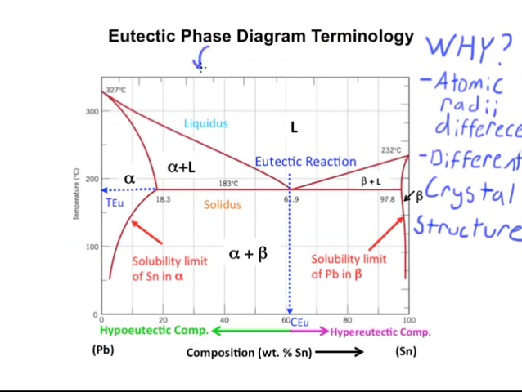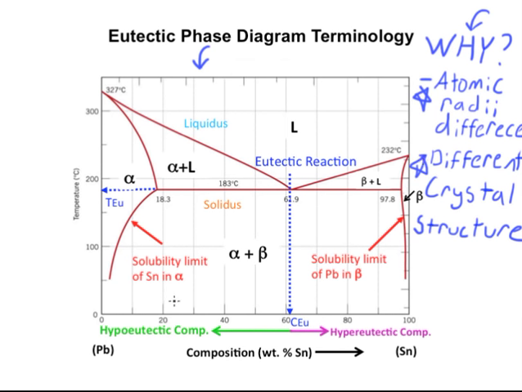Here is a picture of a typical metal-metal phase diagram. Something important to know is why we even have phase diagrams. Basically, a phase is a physically homogeneous part of a material system. When two metals are added together in an alloy, they usually are not completely soluble in one another, so they create separate phases, as seen by this diagram. This may be due to atomic radii difference or different crystal structure.